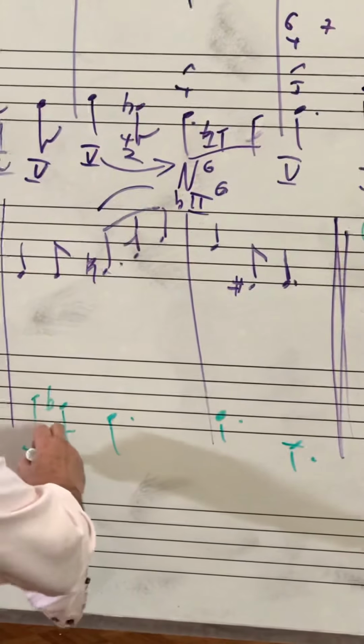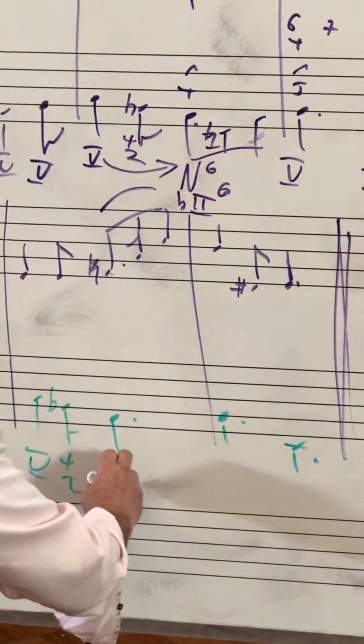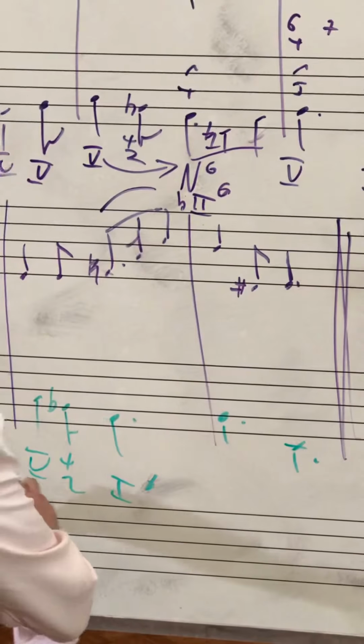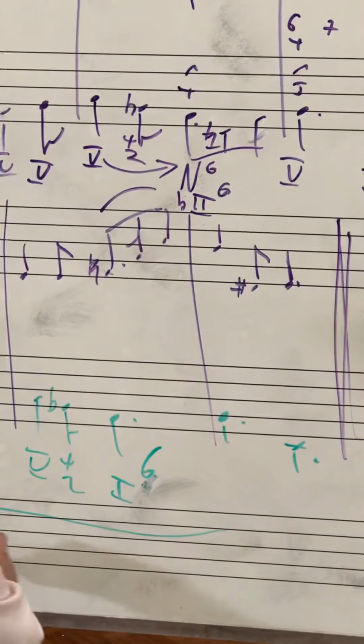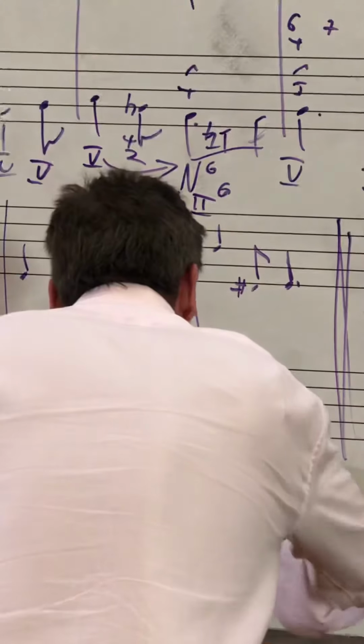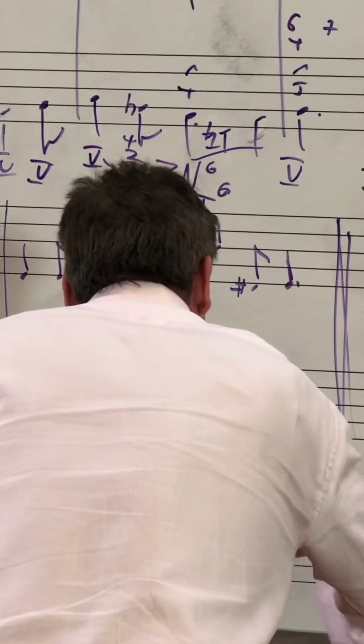This continues to tonicize flat 2. So all of this is a big flat 2. And then 5, probably with a cadential 6-4 to 5-7 to 1.